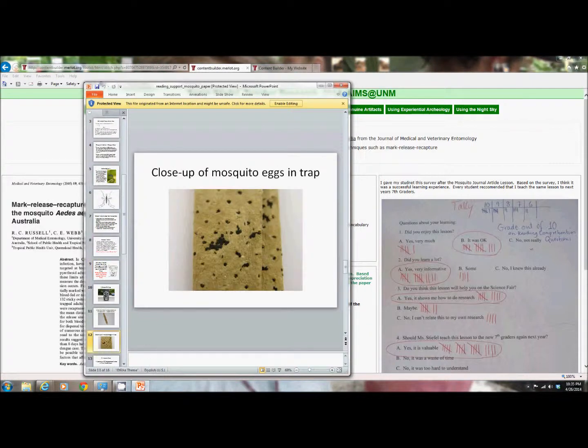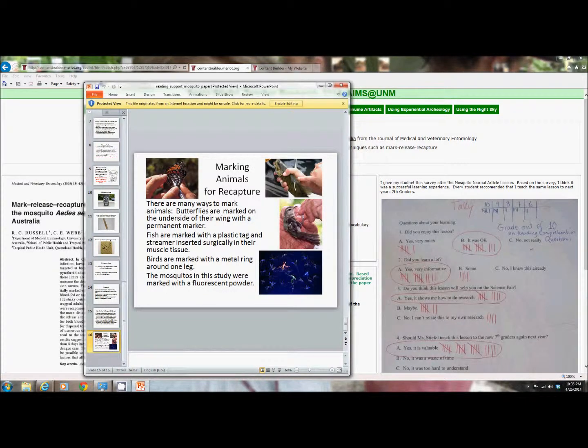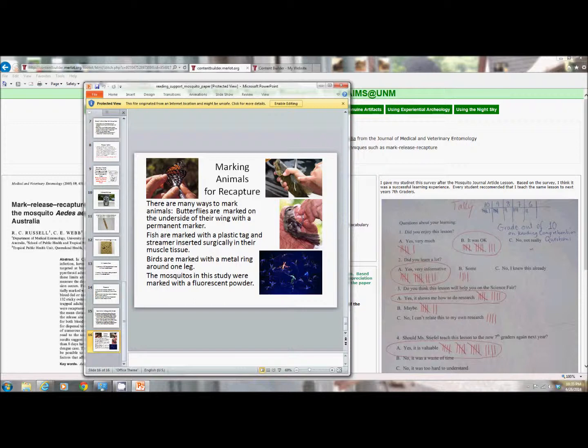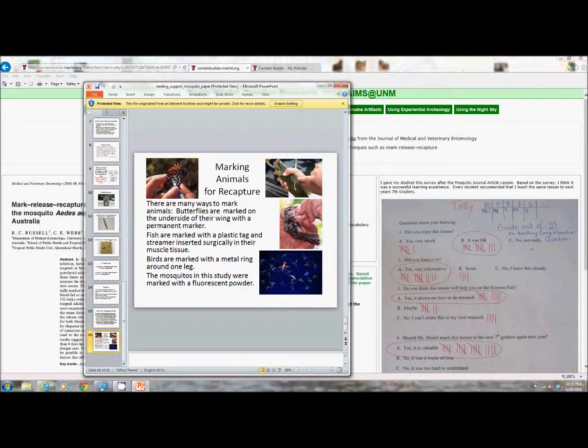Here's a close-up of mosquito eggs that were captured in an ovitrap. And finally, the way the scientists marked the mosquitoes is they used fluorescent powders that they viewed under UV lamps to determine how many of the mosquitoes they captured were ones that they had released either blood-fed or sap-fed. So I went through this PowerPoint with my students.